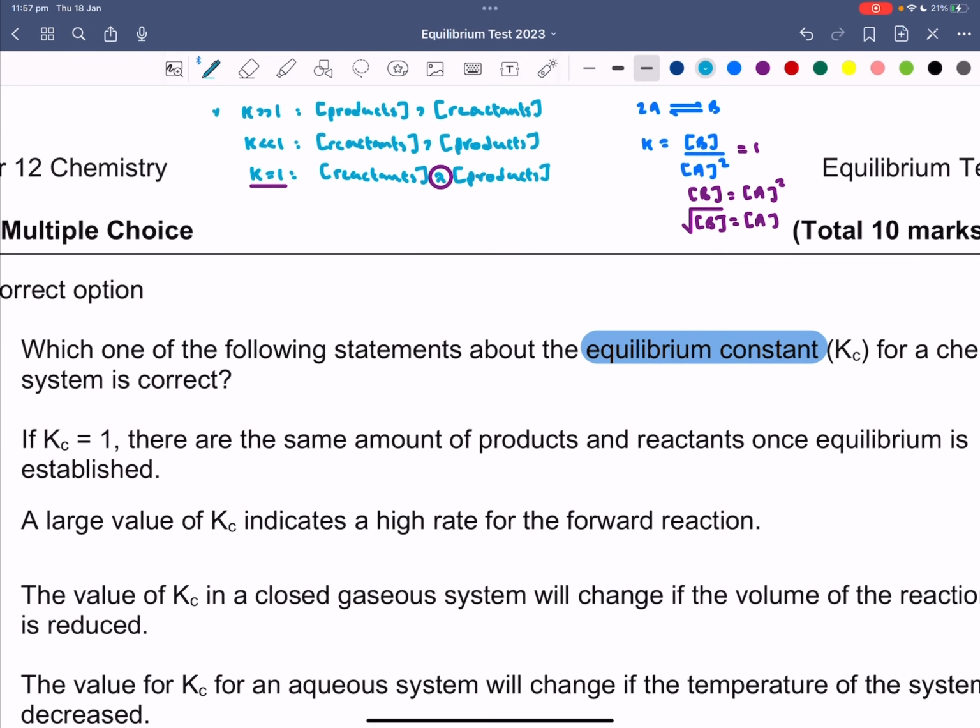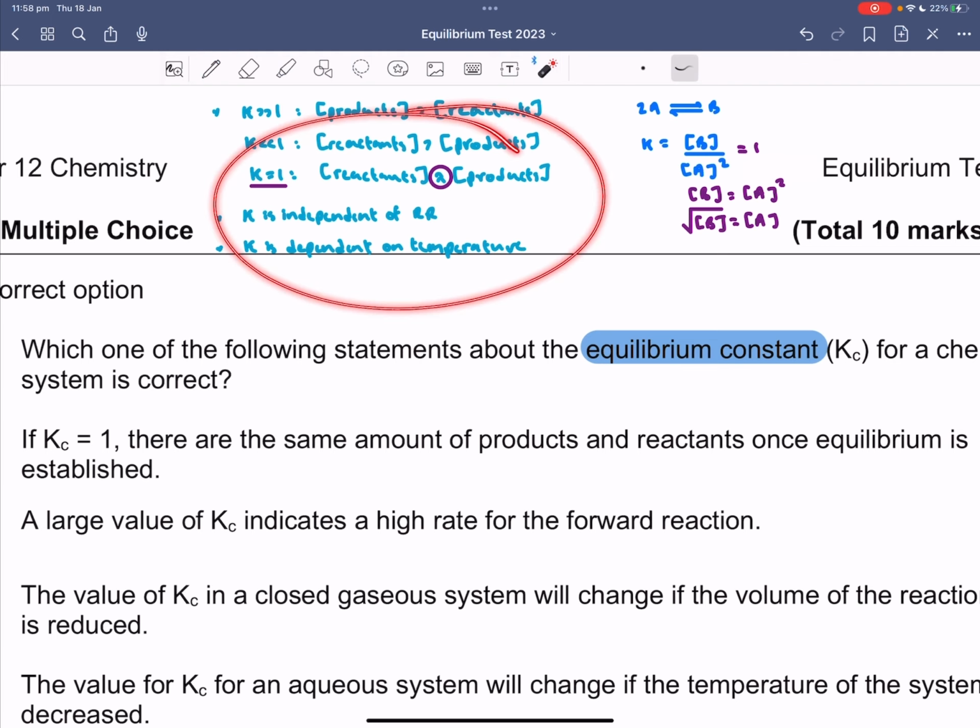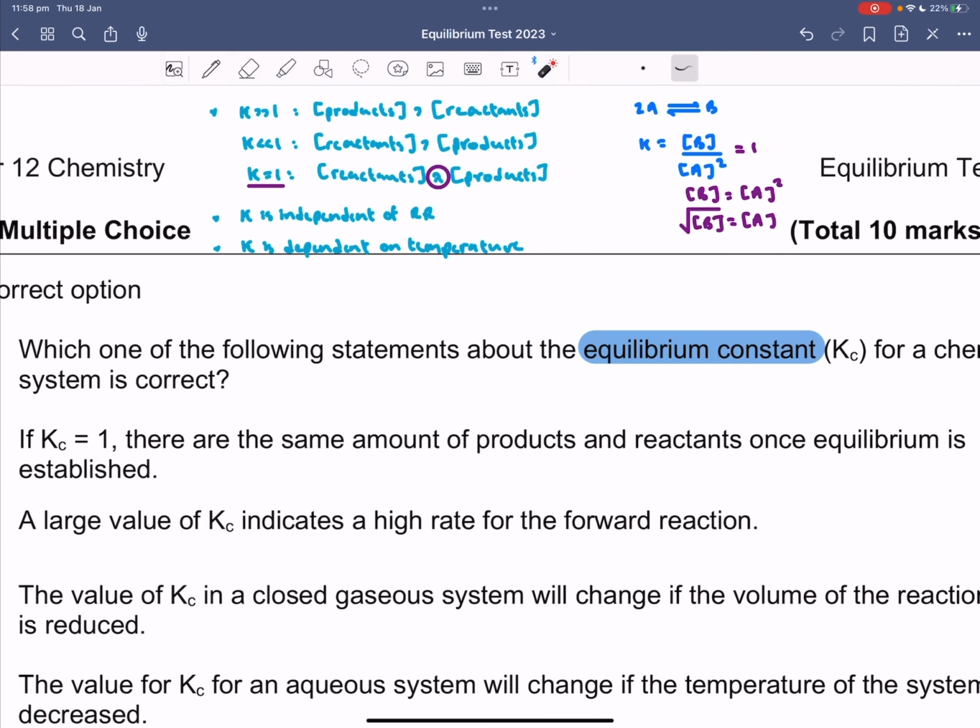Now, what else is something that we should know about K? Obviously the main thing is it tells us the relative proportion of reactants to products. Something else that we should know about K is that K is independent of reaction rate. It has nothing to do with the reaction rate. And obviously, what is K dependent on, or what is K affected by? K is dependent on temperature. We should definitely know that temperature affects the K value. These are the main things we should know about K. There are a few things here and there we should know, but these are the main things.